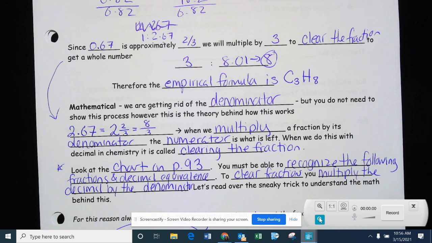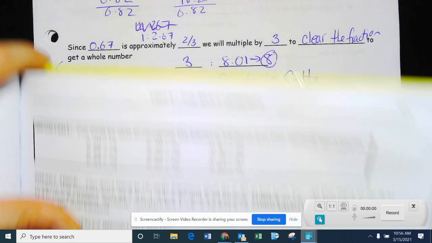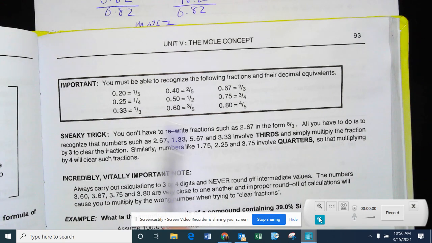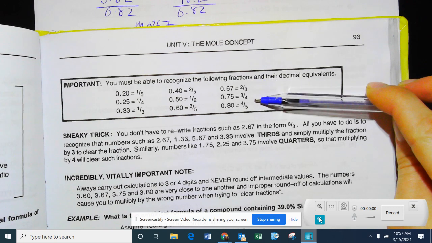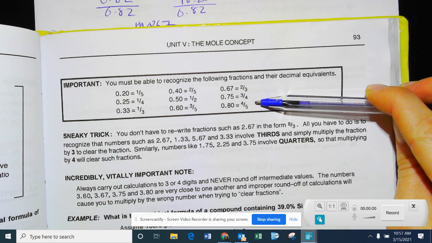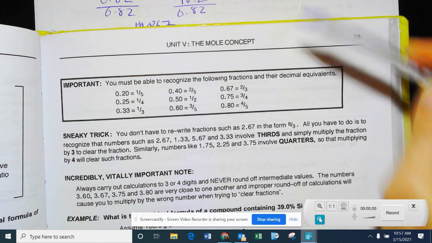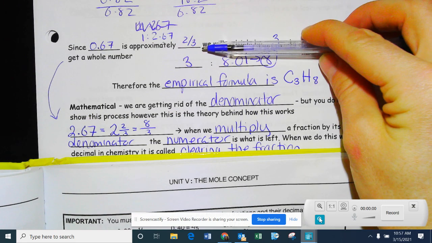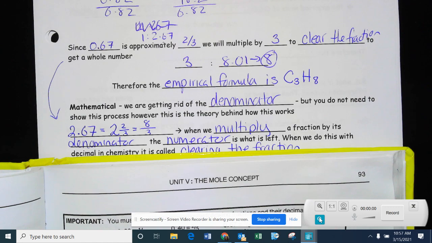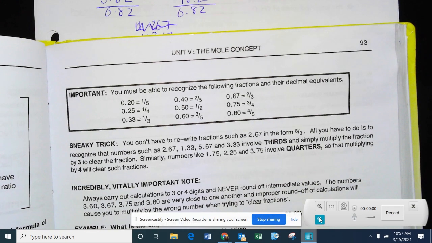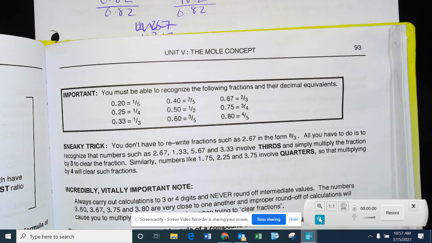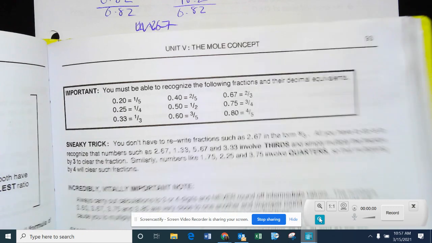There's a chart on page 93 of your textbook, and it's got some common fractions that you need to be able to recognize their decimal equivalents for. These fractions are really going to be important, because when you find something like 0.67, 2/3, which is what we found here, you need to know what you can multiply by to clear the fraction. So commit these to memory, make flashcards, test yourself on them, whatever you need to do.